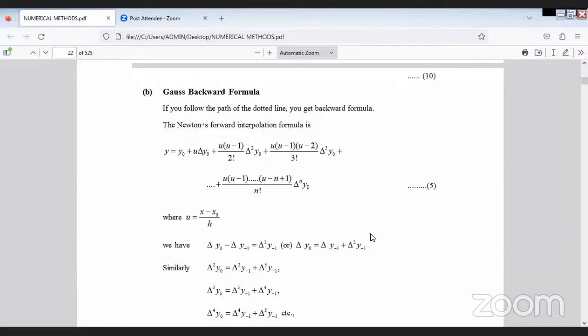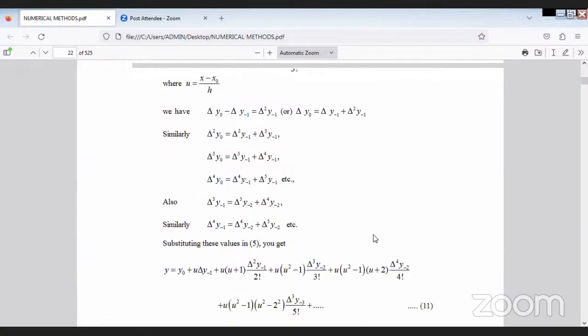The Newton forward interpolation formula is to be related to the Gauss backward formula. y = y0 + u Δy0 + u(u-1)/2! Δ²y0 + u(u-1)(u-2)/3! Δ³y0, and so on, up to u(u-1)...(u-n+1)/n! Δⁿy0, where u = (x - x0)/h. We can write Δy0 = Δy-1 + Δ²y-1. So we are taking the left side here. Δ²y0 = Δ²y-1 + Δ³y-1. Δ³y0 = Δ³y-1 + Δ⁴y-1. Δ⁴y0 = Δ⁴y-1 + Δ⁵y-1. So these are the values we are writing here.